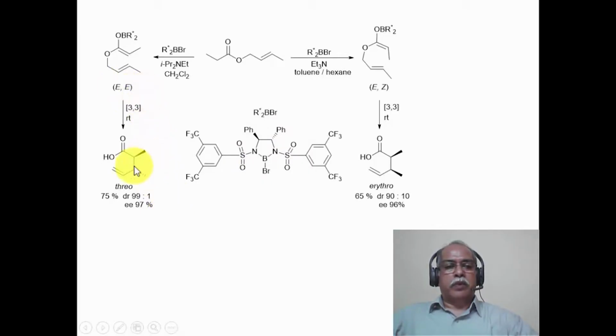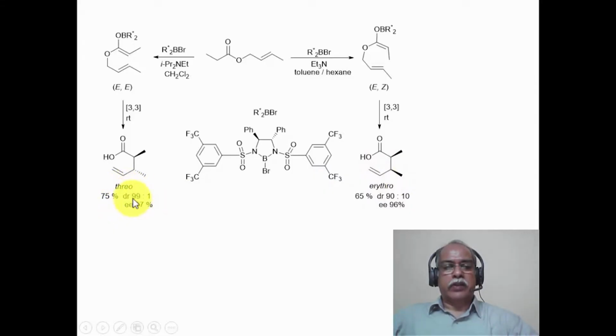The EE isomer produces a threo isomer. You can explain the formation of the threo isomer from the EE using a chair type of cyclic transition state, which we have already seen in the earlier module. So use the same logic to draw the transition state, which is the chair type of transition state, to go from EE to the threo and the ZE to the erythro isomer. The threo isomer is also formed in very high diastereoselectivity.